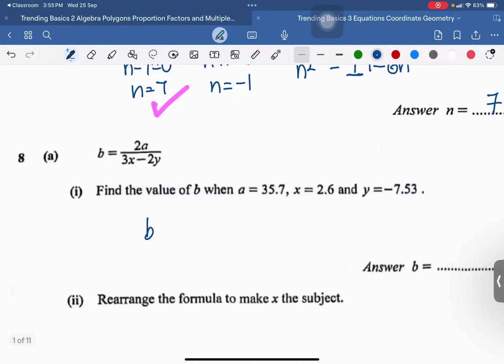Okay, please, can you all calculate and tell me the number? Anyone found the answer already? Calculator. 3.12, is it? Let me check. Exact, it's an exact number. 2 times 35.7.